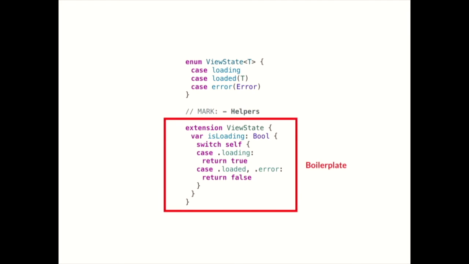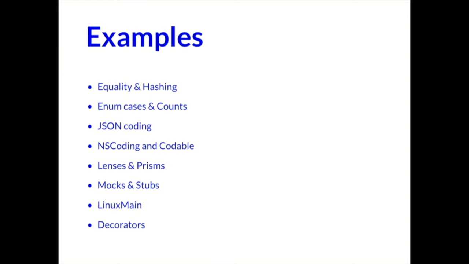So we would call this portion of the code boilerplate, because you tend to write this kind of shape. If you squint at it, we write this kind of shape of code in lots of different places throughout our application. So here are a few other examples. These examples come straight from the Sourcery documentation page. Equality and hashing, enum cases and counts. You recognize some of these as things that you've probably written quite a bit of boilerplate for in your career.